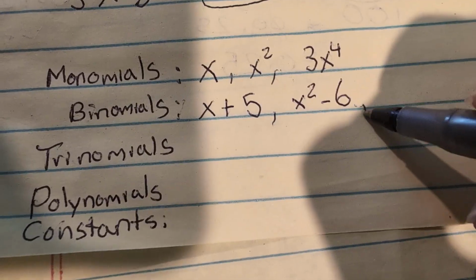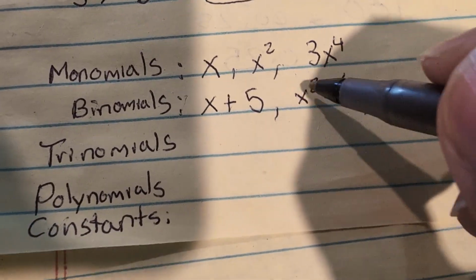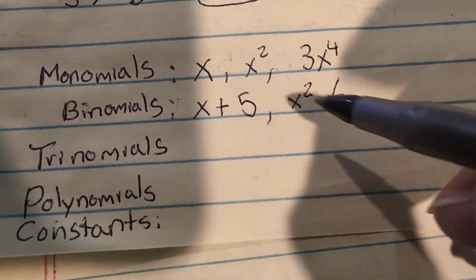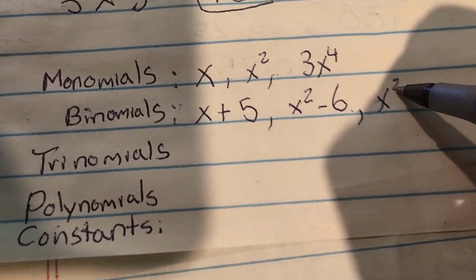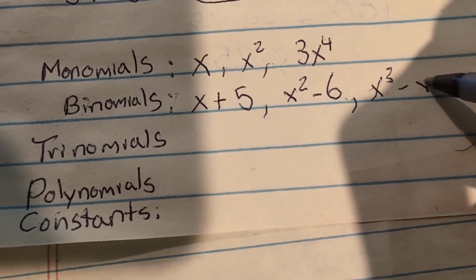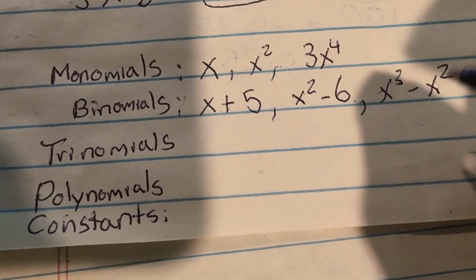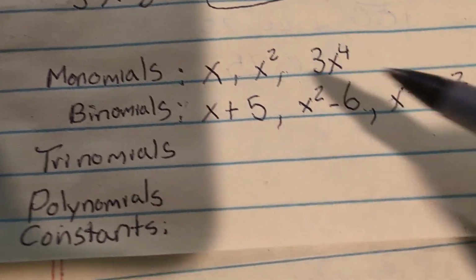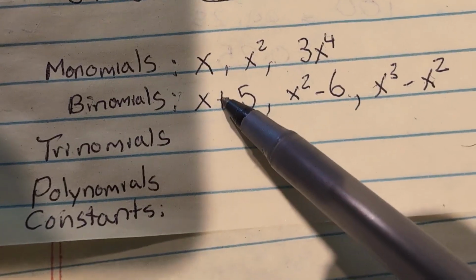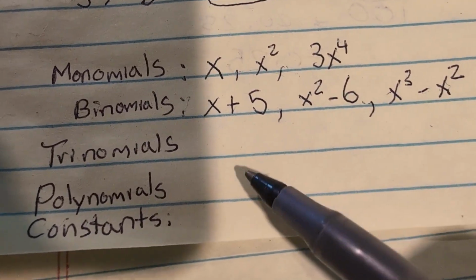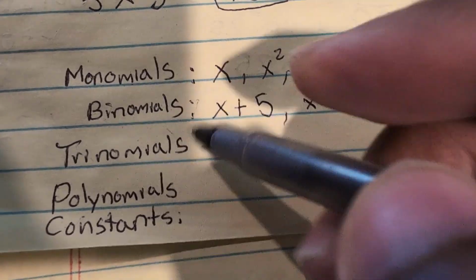Okay, so again, a monomial has one term, a binomial has two terms. So now there doesn't need to be a number there. It could also be something like x cubed minus x squared. That's also a binomial. So a binomial just means it has two terms and it's separated by a plus or minus sign. Okay, so that's a binomial.